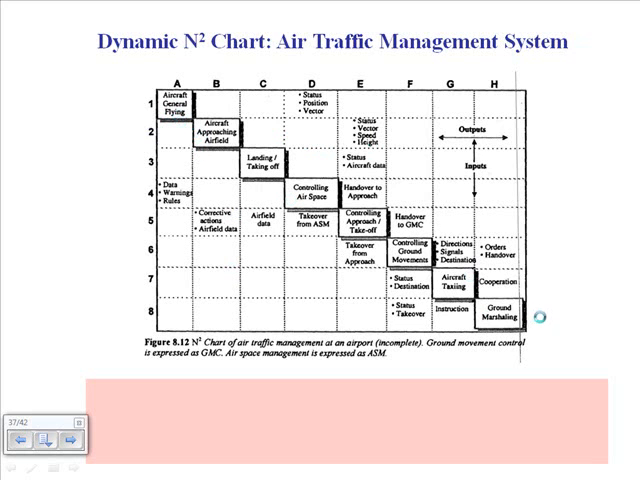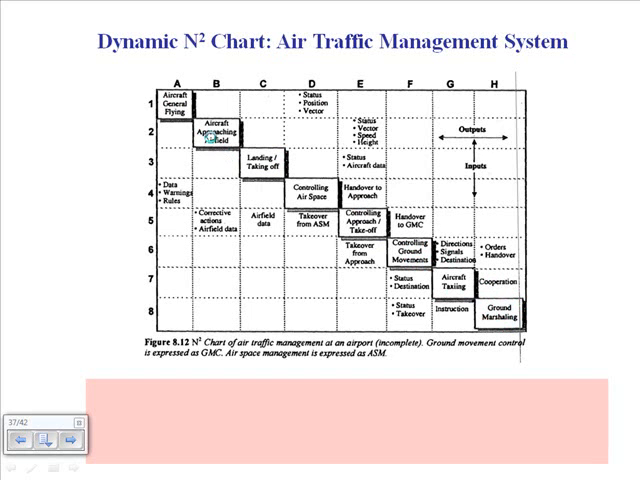The entities in the leading diagonal are as follows. The first one is aircraft general flying. So this is a system that's going to do that. Then there is an aircraft approaching airfield. There is landing and taking off. Then there is controlling airspace and controlling approach, takeoff. Then there is controlling ground movements. And then there is another entity, aircraft taxiing. And then the last one is ground marshalling. So when we look at an air traffic management system, it comprises these entities.